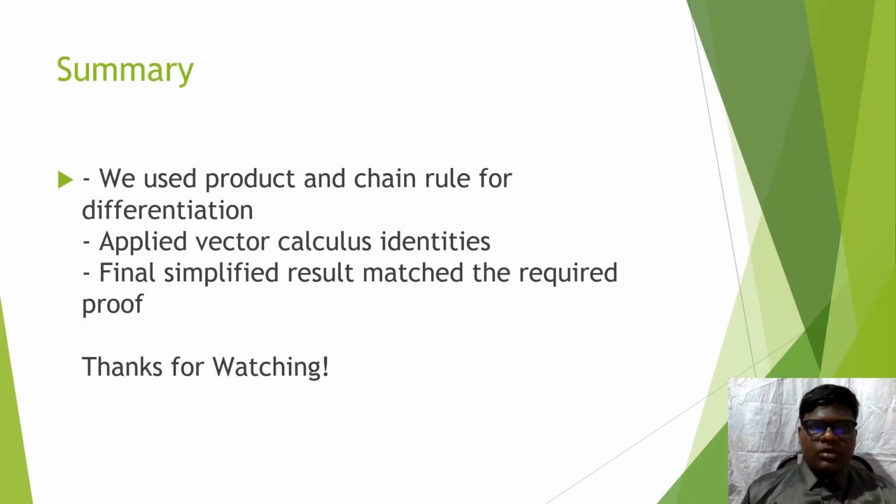So in summary, we used these steps to solve the problem. We used the product and chain rule for differentiation, applied vector calculus identities, and finally simplified the result and matched the required result.